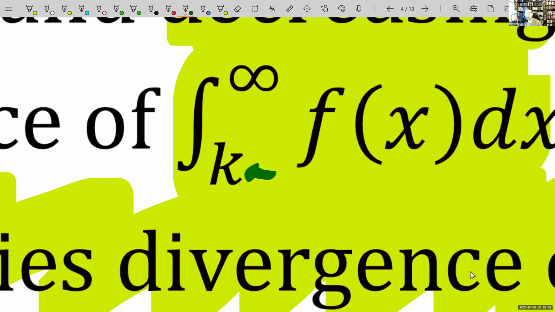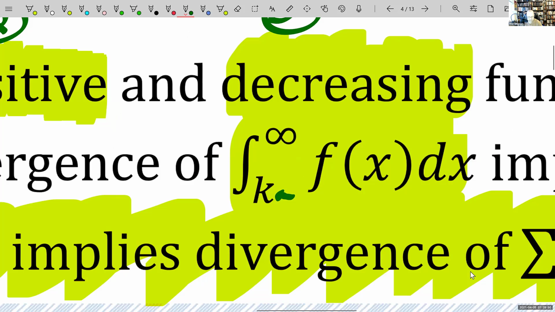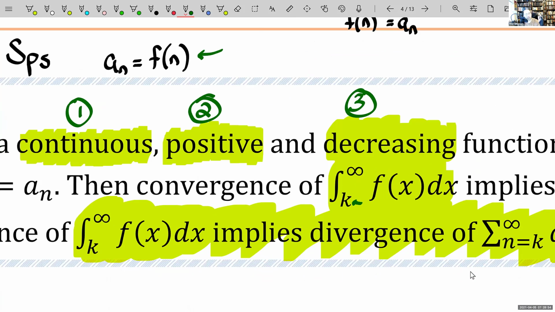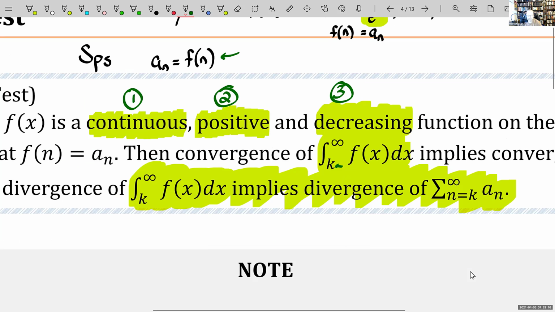And notice I started it not at 1, but I started at just some number k here. And the reason why is because those 3 conditions, that your function be continuous, positive, and decreasing, they actually don't always have to hold. They just have to hold from some value k onward. So if you have a function that's not continuous, positive, decreasing for the first 100 values of n, that's fine. As long as for the 101st value onward, those 3 conditions are satisfied, then you can go ahead and use the integral test.